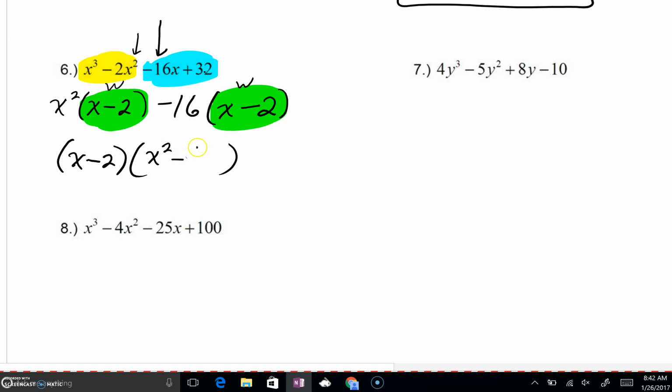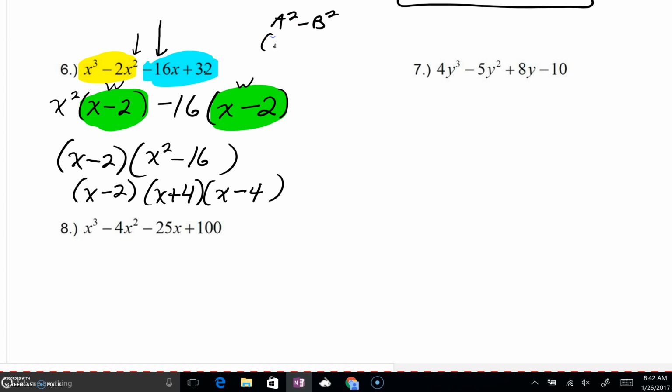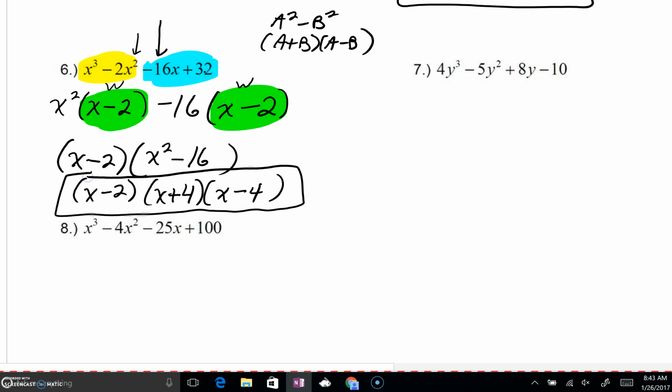X squared minus 16. Now, guys, here's what makes factoring a little bit trickier. You always have to say, can I keep going? Look at that x squared minus 16. It actually can break down more. Does anybody remember what that would factor into? X plus 4 and x minus 4. You might remember the a squared minus b squared, that factored into a plus b, a minus b. That's what you have to do to finish that problem there.